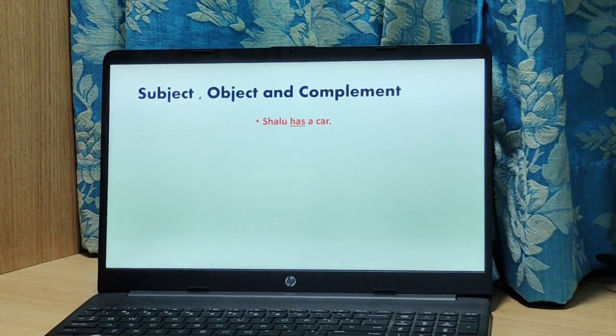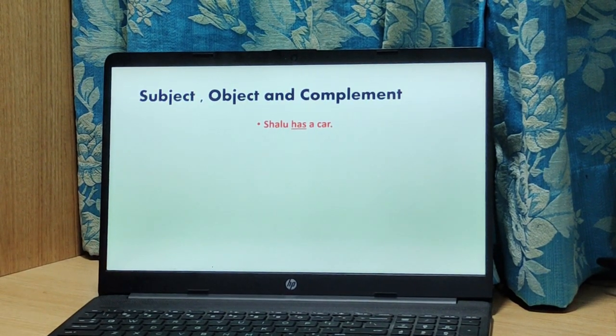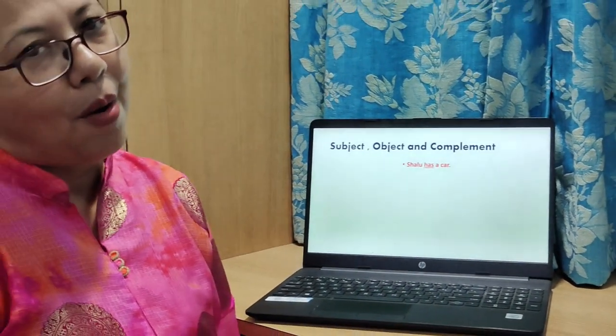Now let us come to something which is very, very important. That is the subject, object, and complement in a sentence. Normally in the exams, they'll give you a sentence and tell you to do this and do that with that sentence. I always tell my students, the first thing that you need to do when you get a particular sentence is underline the verb. Recognizing the verb is the most important thing. You underline the verb and then you ask a question to the verb which will give you the subject and the object or the complement.